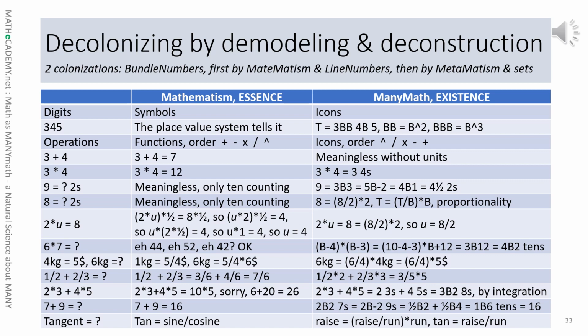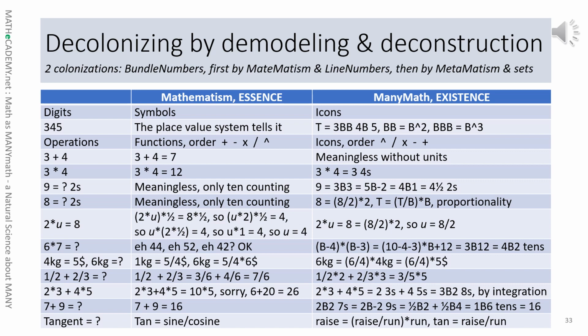What is 2 times 3 plus 4 times 5? 2 times 3 plus 4 times 5 equals 10 times 5, equals 50, or 6 plus 20, equals 26. No, 2 times 3 plus 4 times 5 equals 2 3s plus 4 5s, equals 3 bundle 2 8s, by integration. What is 7 plus 9? 7 plus 9 is 16. No, 7 plus 9 is 2 bundle 2, 7s, or 2 bundle less 2, 9s, or half bundle 2 plus half bundle 4, 10s, which is 1 bundle 6, 10s, or 16.